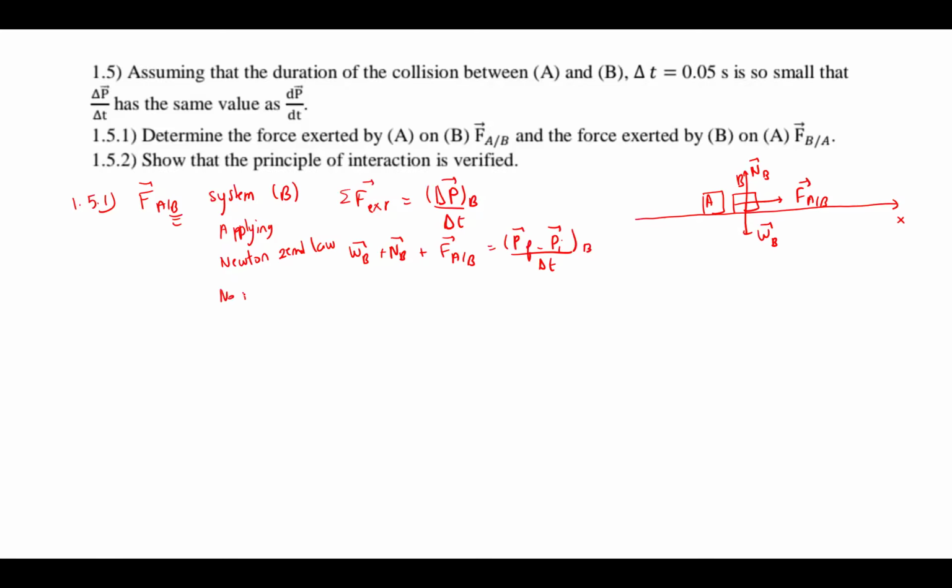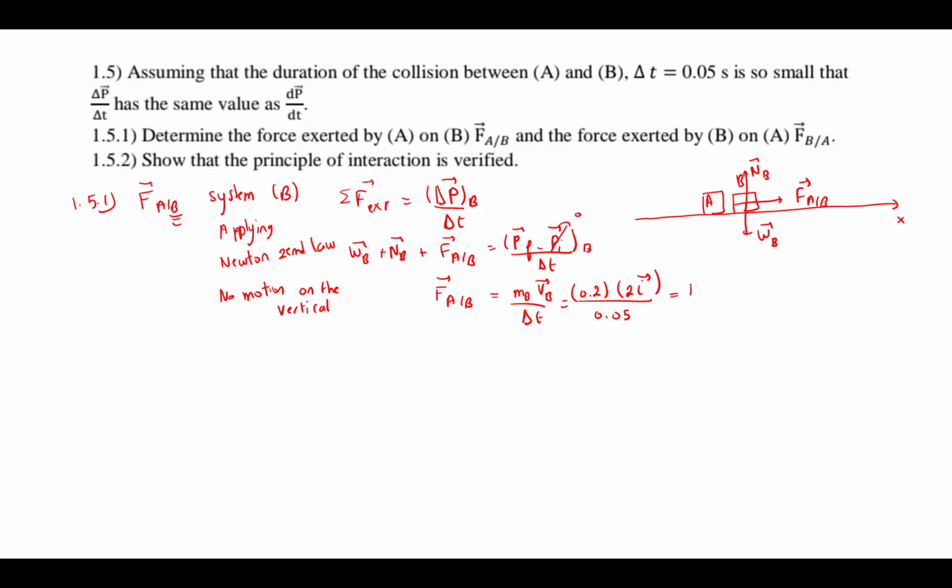Now there's no motion on the vertical, which means that WB and NB will be equal to 0, and we'll still have F of A on B. I'll take it in vector. So here also I'll take it in vector. P before the collision for B is 0. P after the collision is M times V. So it's MB times VB over delta T, which is equal to 0.2 times 2i. We're taking it as vector, don't forget. And over 0.05. So we'll get as answer for i.